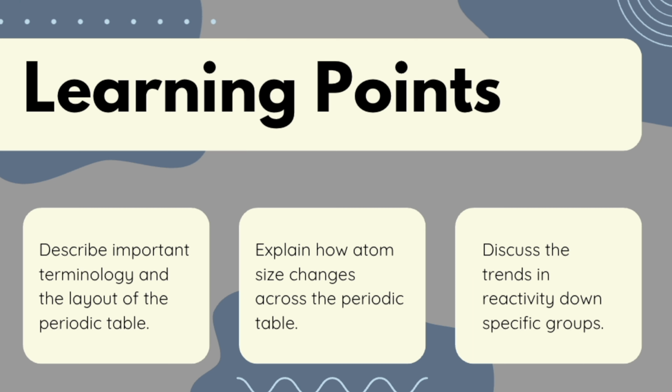Here's what we'll cover today. First, we'll go over key terminology and how the periodic table is laid out. Then we'll look at atomic size changes as you move across or down the table. Finally, we'll examine reactivity trends in specific groups like group 1, 7, and 0.